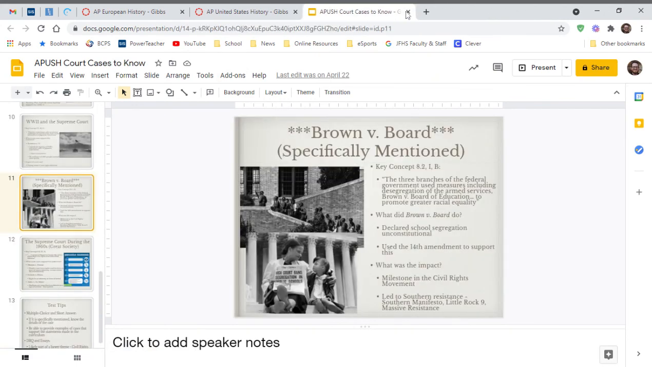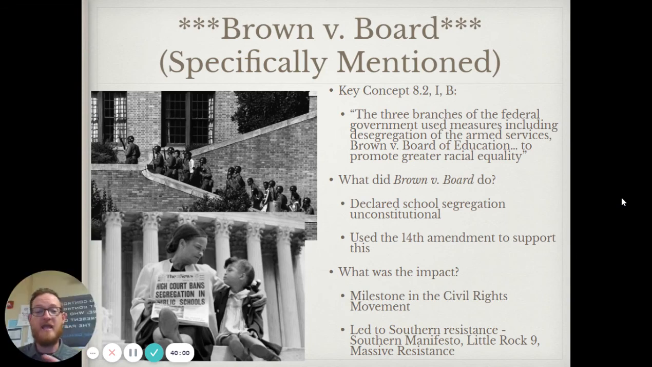And then lastly, we're going to look at a couple court cases here. We mentioned Brown versus Board being the key Supreme Court case. This is one that is specifically mentioned in the AP curriculum. But what did Brown versus Board do? It overturned Plessy versus Ferguson and declared school segregation unconstitutional. How did the court support this? They used the 14th Amendment, which again guarantees equal rights to African Americans. What is the impact of this? Again, it was a milestone in the Civil Rights movement, and it also led to Southern resistance to integrating the schools.